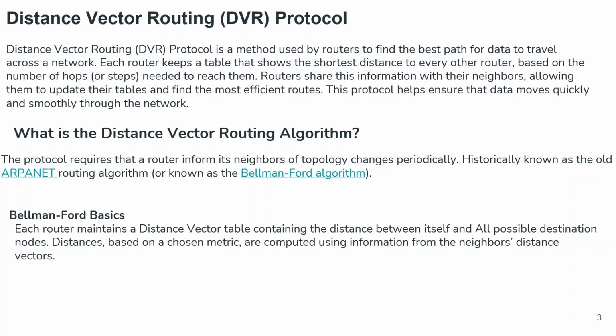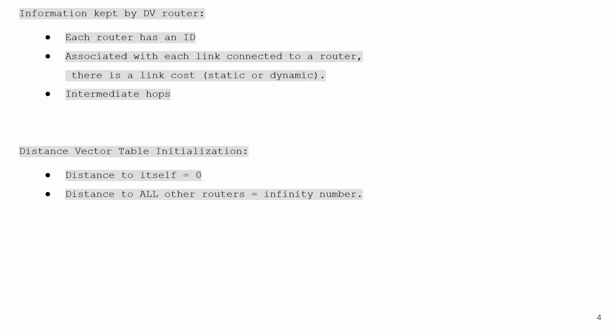What are the Bellman-Ford basics? Each router maintains a distance vector table containing the distance between itself and all possible destination nodes. Distances, based on a chosen metric, are computed using information from the neighbors' distance vectors. So if there are n nodes and n routers in a network, then each router maintains a distance vector table containing the distance between itself and all possible destination nodes.